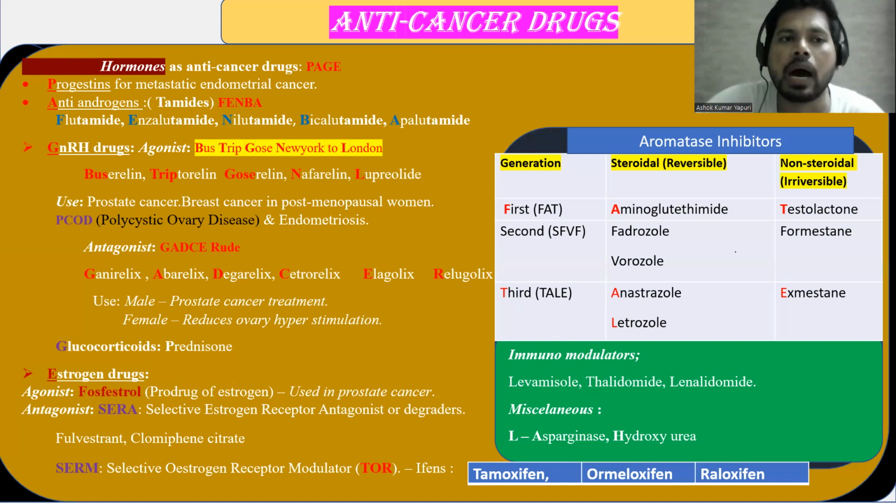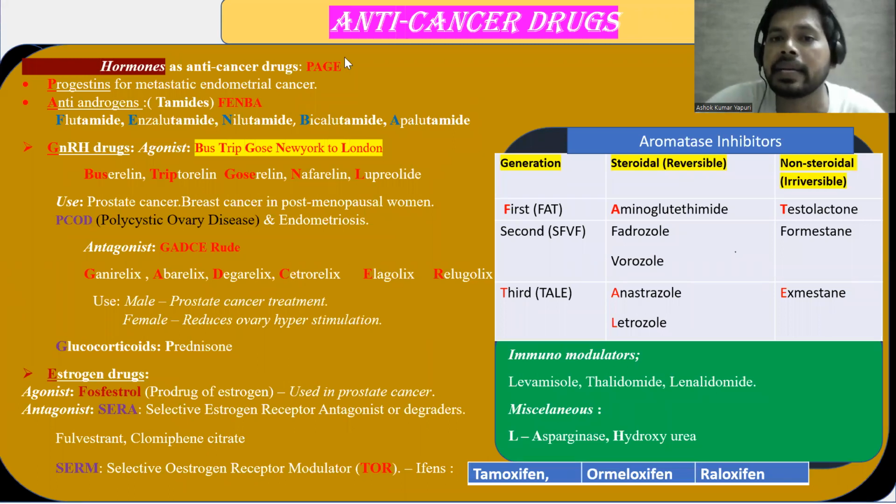Let's see hormones used as anti-cancer drugs. The mnemonic is PAGE, P-A-G-E. In that, the first one is the progestins. Progesterone preparations are generally used in metastatic cancers, especially metastatic endometrial cancer.